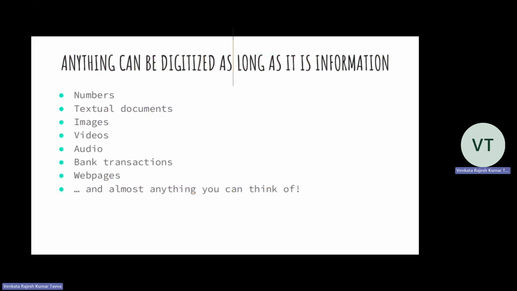Okay. So anything can be digitized as long as it is information. Anything you can think of. Numbers, textual documents, images, videos, audio, bank transactions, web pages, and almost anything you can think of. Except very few things which are beyond the boundary of science, or they get into the realm of philosophy. Otherwise, most of the things which you can think of in this world, in this universe, if they can be mapped to numbers, and most of them can be mapped to numbers, then they can be digitized. They can be converted to binary at the end.